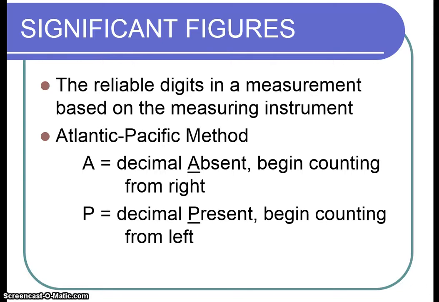But just to teach you the idea of how to actually find significant figures, we're going to learn the Atlantic and Pacific method. And that means we need to know which ocean is the Atlantic and which ocean is the Pacific. Atlantic, A, is going to stand for decimal is absent, and to begin counting your number from the right. P means the decimal is present, and you begin counting from the left, or the Pacific side. So absent from the Atlantic side, P present from the Pacific side. And this is best illustrated through examples.